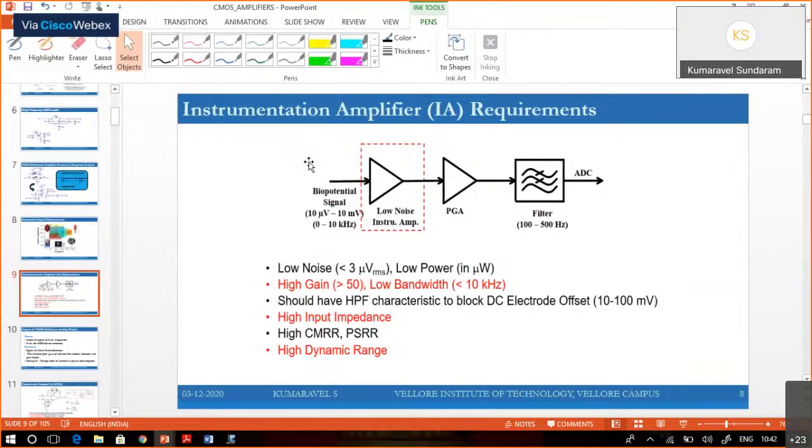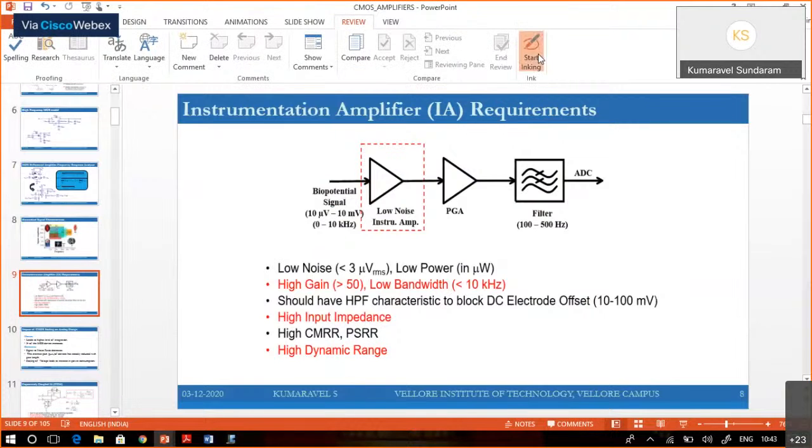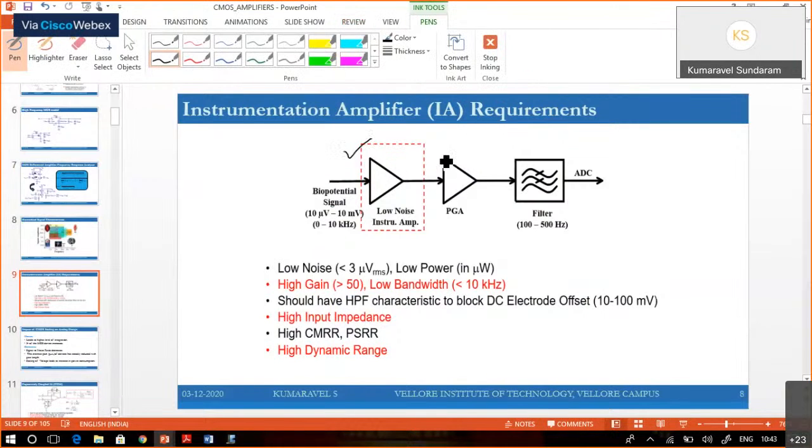So this is the biomedical application analog front-end module: low noise amplifier, programmable gain amplifier, and ADC. And in today's discussion, the topic will be on the low noise amplifier and ADC. Okay, programmable gain amplifier and filter I am not going to touch upon. So low noise amplifier and ADC.